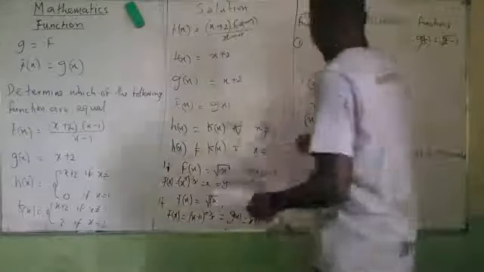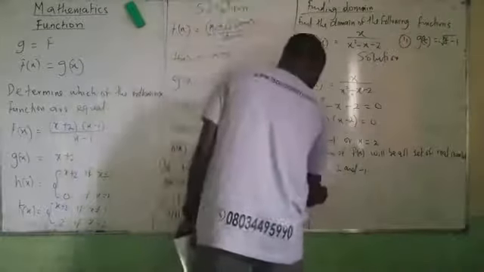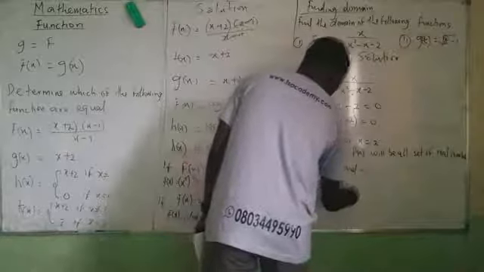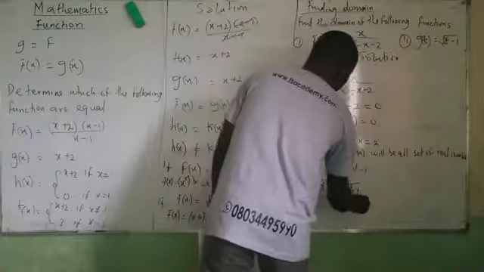Now let me try to work on the second one, number 2. The second one is also a very simple one. I have g of t equals root of 2t minus 1.